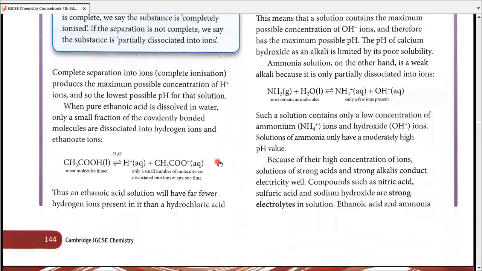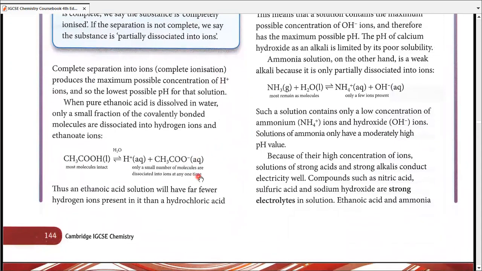there are some acids, for example, organic acids. At the bottom of page number 144, you see the example of ethanoic acid, CH3COOH. For this specific kind of acid, the weak ones as we call them, when we try to dissolve them in water, instead of a straight arrow, you actually use a reversible arrow. They give away some H+ ions and some ethanoate negative ions, but only a small number of molecules are dissociated into ions at any time. Most of the molecules remain intact and do not like to dissociate.